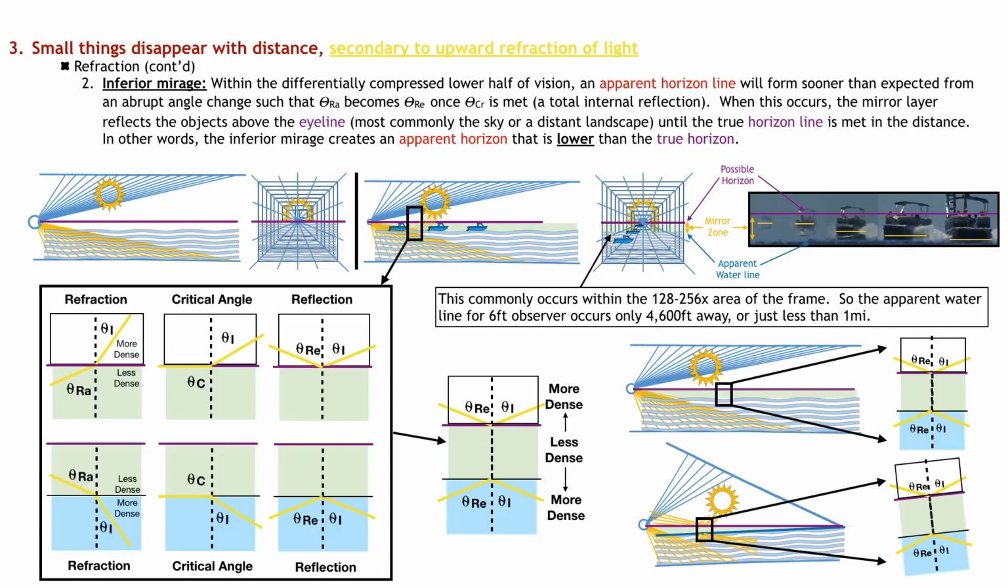So when this occurs, the mirror layer reflects the objects above the eye line, most commonly the sky or the distant landscape, until the true horizon line is met in the distance. In other words, the inferior mirage creates an apparent horizon that is lower than the true horizon and very close and nearby. So it's very important to understand this concept of perspective when you're looking at this, when you're mapping an orthographic view into perspective.